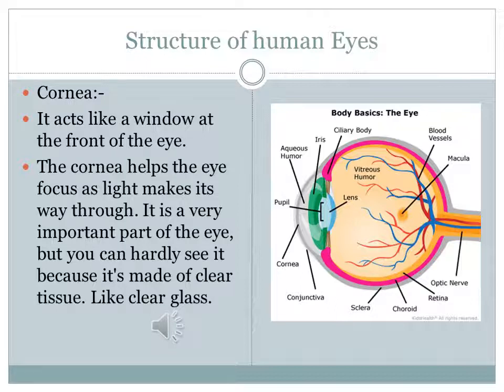The cornea helps the eye focus as light makes its way through. It is a very important part of the eye, but you can hardly see it because it's made of clear tissue, like clear glass. It needs to be smooth, round, clear, and tough. It is like a protective window. The function of the cornea is to let light rays enter the eye and converge the light rays.